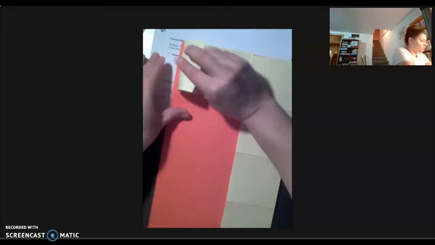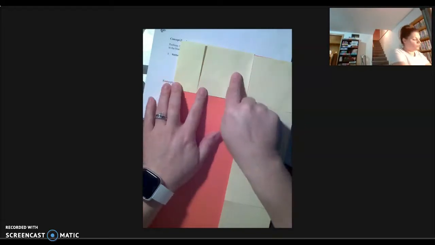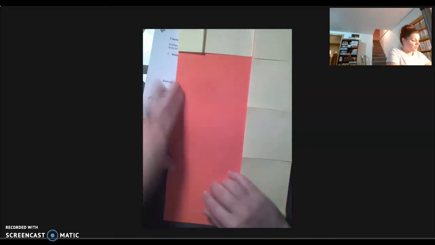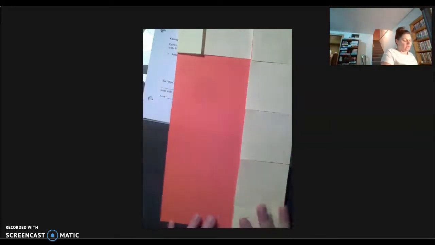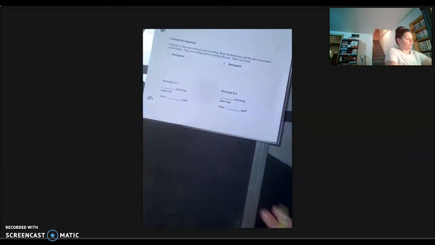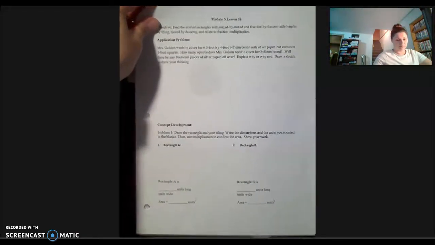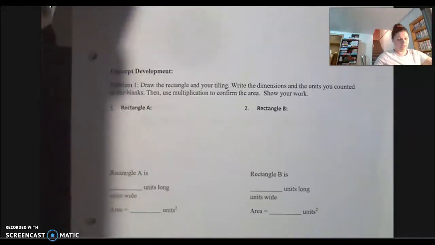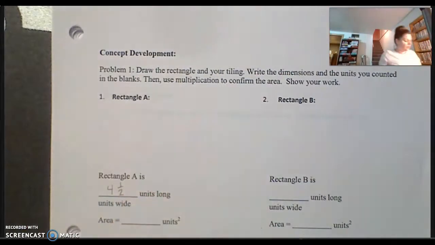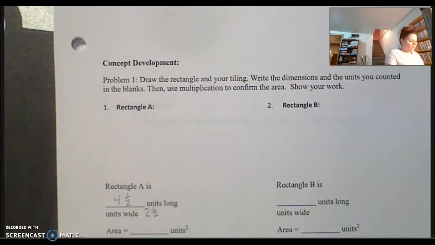And if I fold it over, I can see that my width is 2.5. And I can continue tiling this entire rectangle the same way by filling it with sticky notes. But now we can see that our length is 4.5 and our width is 2.5. So for rectangle A, here we go, it says it is 4.5 units long and it is 2.5 units wide.